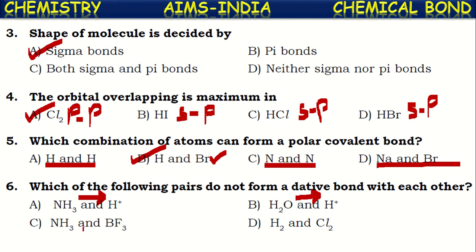So they also result in the formation of a dative bond. Here also, in ammonia and boron trifluoride, ammonia donates a pair of electrons, whereas boron trifluoride accepts the pair of electrons, and hence results in the formation of a dative bond.